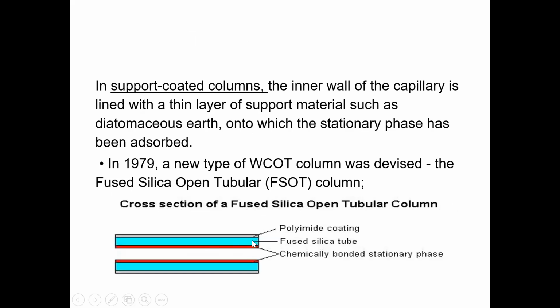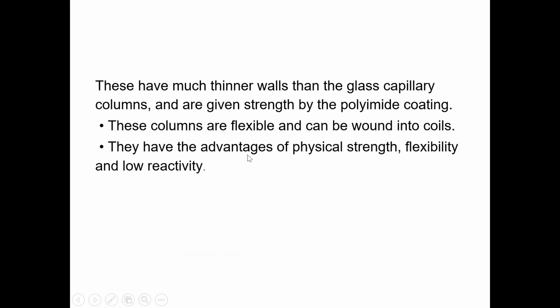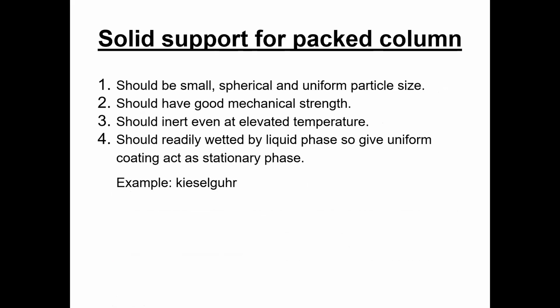You can see, so this is the tubing. Support coated open tubular column: inner wall is lined with a thin layer of support material such as diatomaceous earth, onto which stationary phase is adsorbed. Solid support for packed column: the solid support should be small, spherical, and uniform particle size, and should have good mechanical strength, and it should be stable at elevated temperatures.